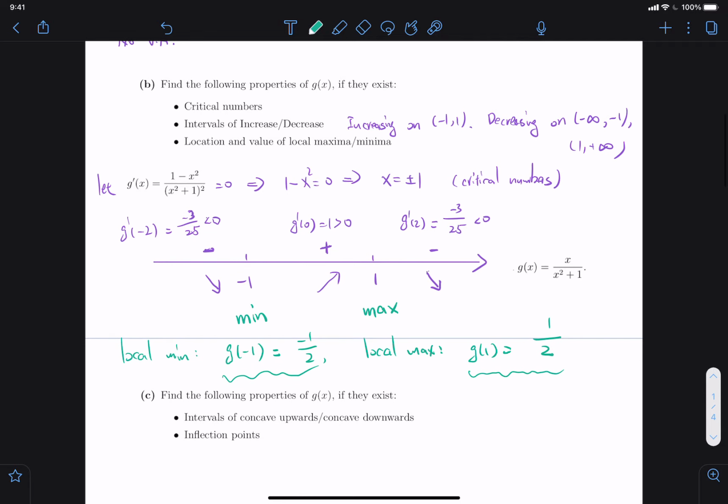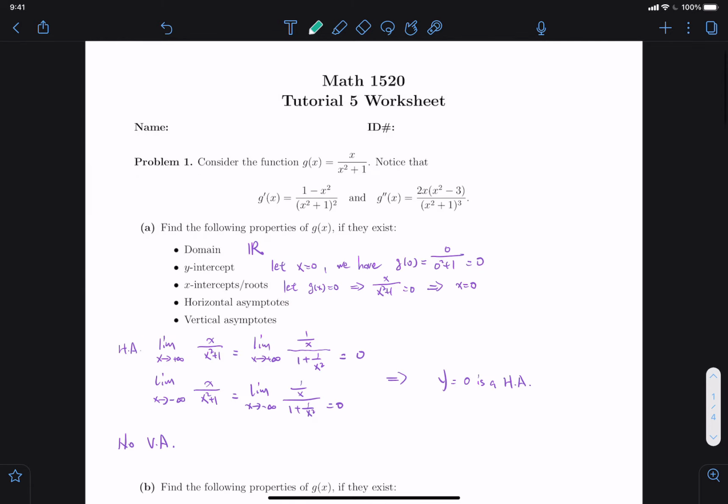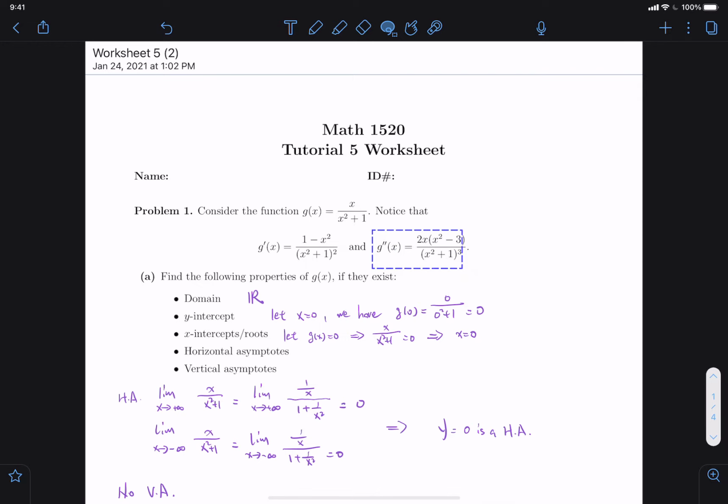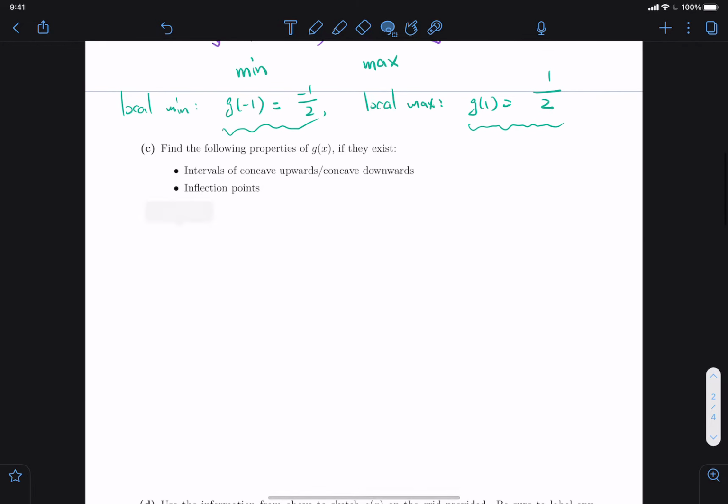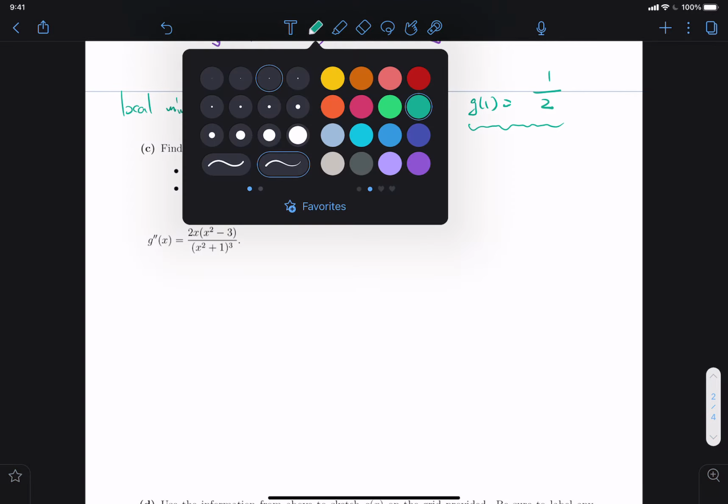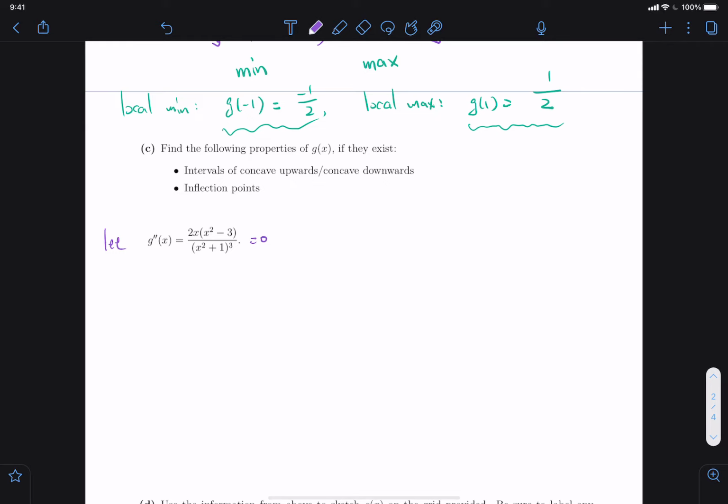Find the following properties of g(x): intervals of concave up and concave down. So we're going to take a look at the second derivative here, and then we'll let this equal 0. Since a fraction equal to 0 means the numerator is equal to 0, we have this equal to 0, which means x is equal to 0 or x squared is equal to 3. So we have x equal to 0 or x equal to plus or minus square root of 3.